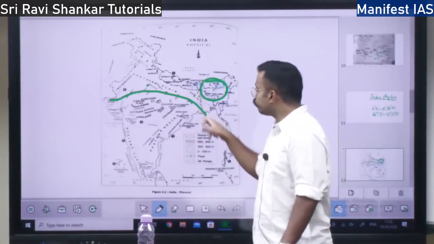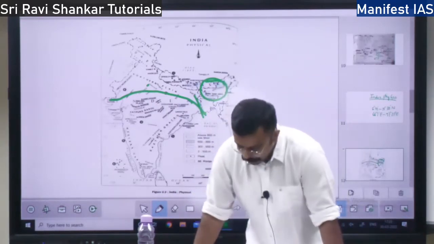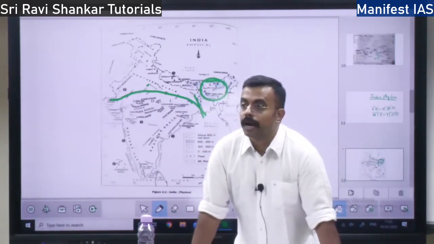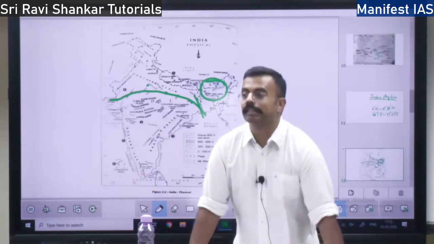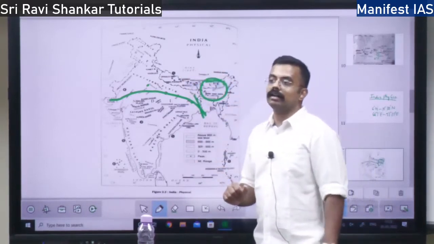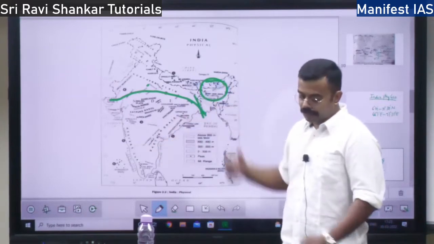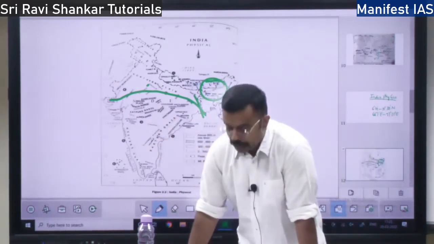But later there was a fault here, a fault and a gap. That gap is called Malda Fault. Malda Fault, very, very important. So this Malda Fault was later on filled up by the sediments brought by the Ganga. Right, Malda Fault divided the peninsular block from the Karbi Anglong and Meghalaya Plateau.